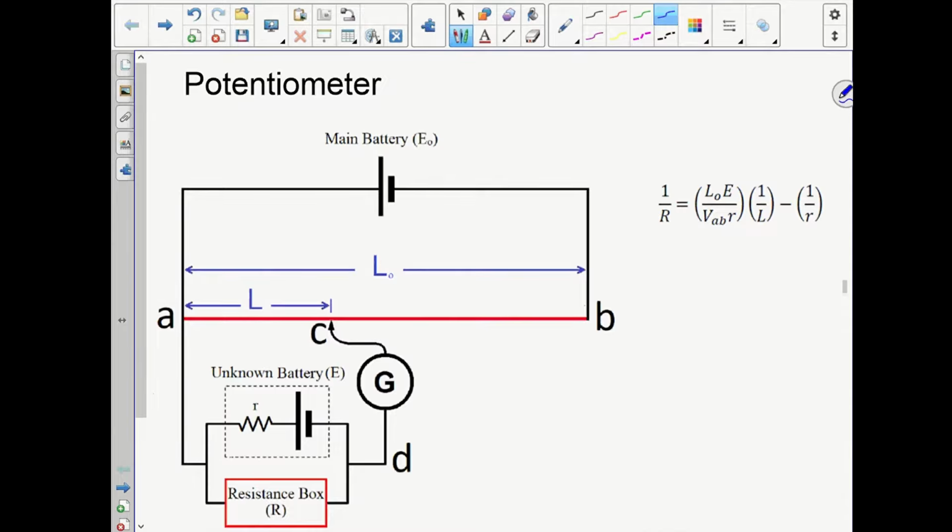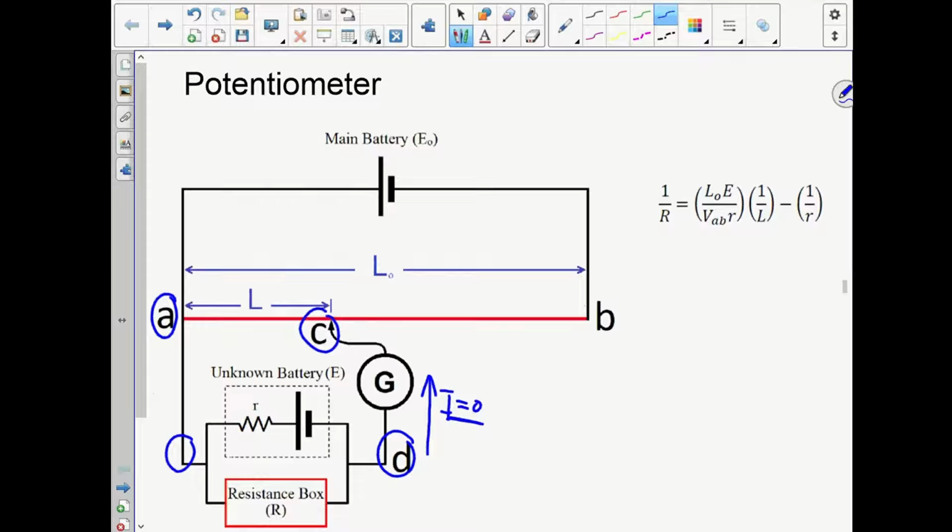And when this occurs, then the current through this branch is going to be 0. And this only occurs when the balance condition is satisfied. Now when the current through this branch is 0, this means that the voltage difference between points A and C is equal to the voltage difference across the unknown battery, or the voltage difference between these 2 points. And since there is no current in the circuit, then this voltage difference is equal to the EMF of the battery.